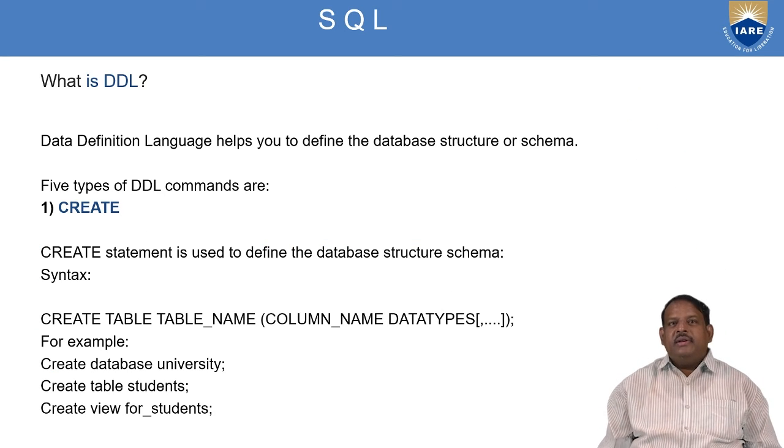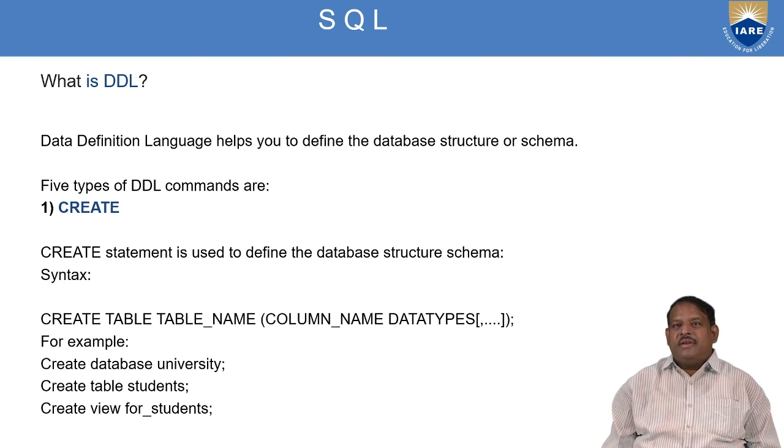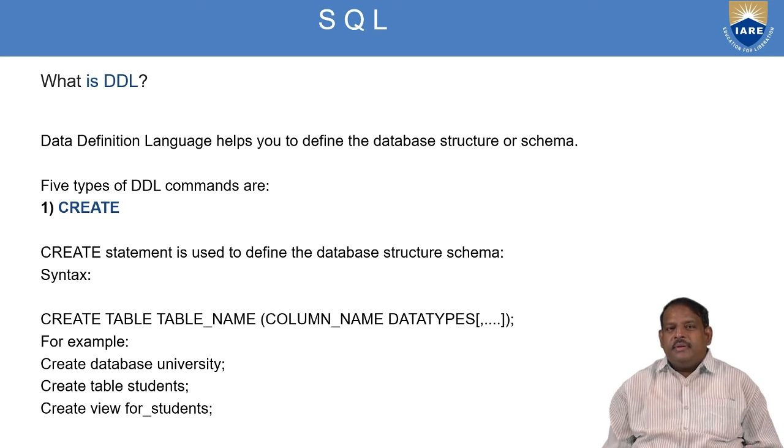So now, at a high level, the data definition language is used to define the structure or the schema. So here we have 5 types. The first type is the create. In this create statement, we define the database structure. For example, I can create a database or a table. Create database name is university. Create database student. Create table name is student.